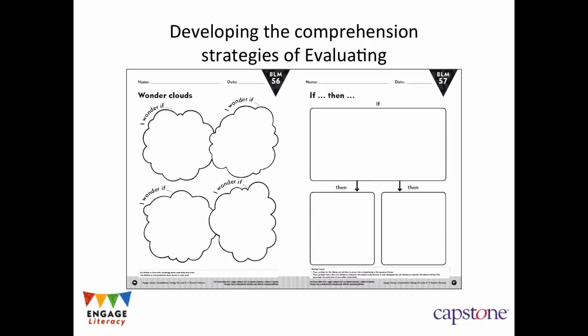Evaluating involves the child explaining their response to or understanding of a text. Venn diagrams, PMIs, what-ifs, and I wonder clouds can assist a child to evaluate a text they have read.